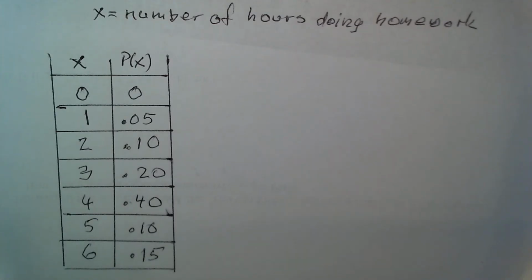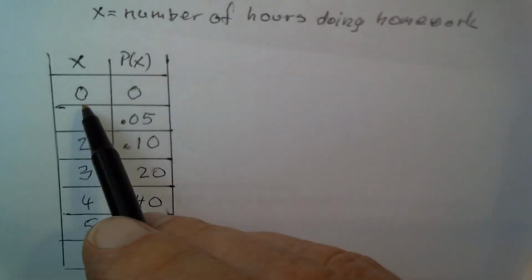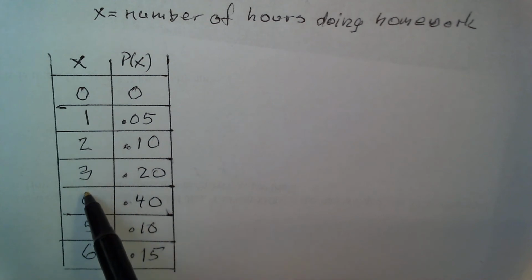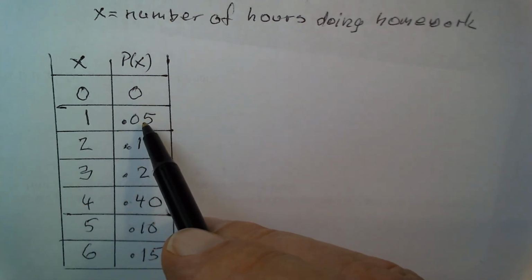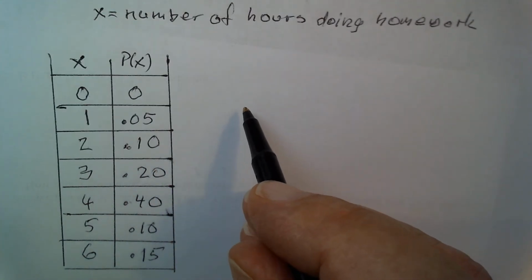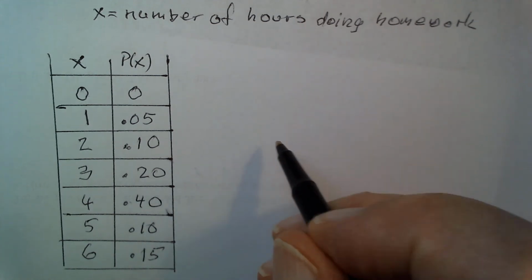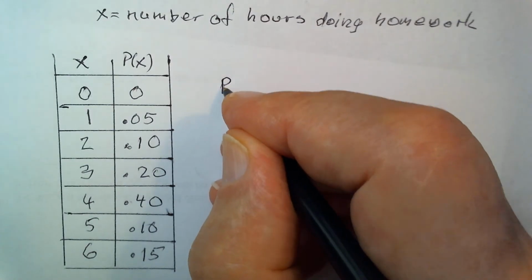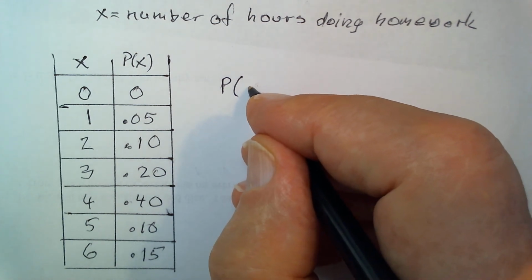As a last example, let's consider a student who's doing a certain number of hours of homework, X: 0 hours, 1, 2, 3, 4, 5, 6 hours. And here are the associated probabilities of doing that many hours of homework. So there's some questions, some probabilities we'd like to consider. And number 1, what is the probability of studying fewer than 3 hours?